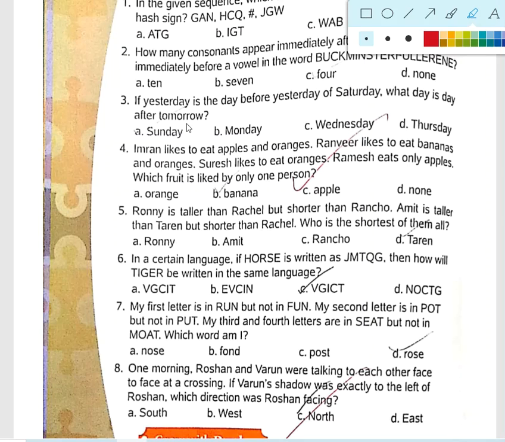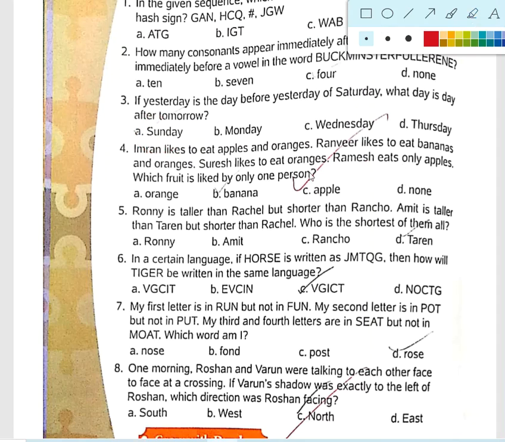Yesterday is the day before yesterday of Saturday. So it comes to Friday. So what day is day after tomorrow? So Friday is the day before Saturday. So the day after Friday is Saturday, and the day after tomorrow is Sunday. So the correct answer is Sunday.